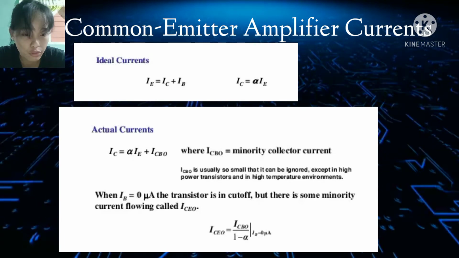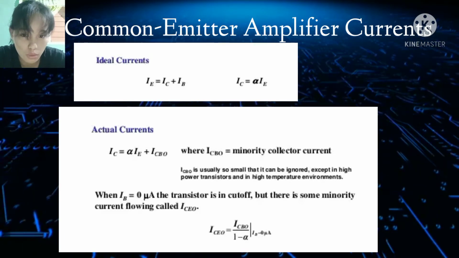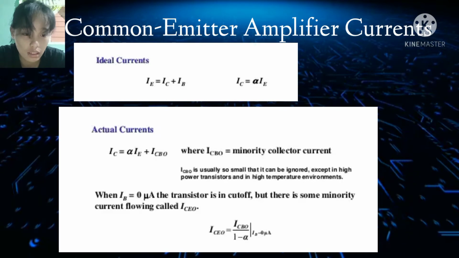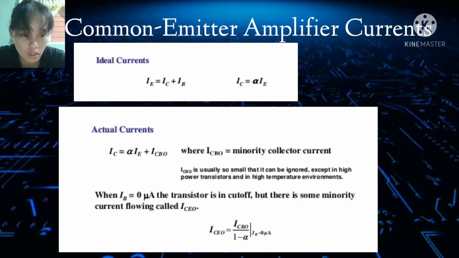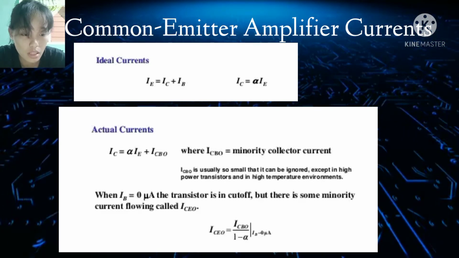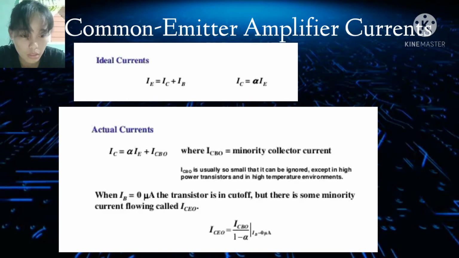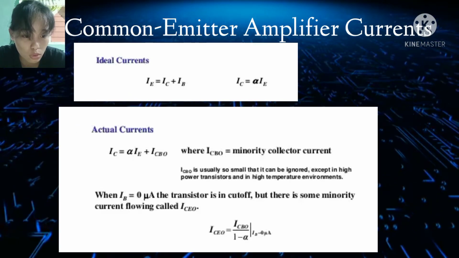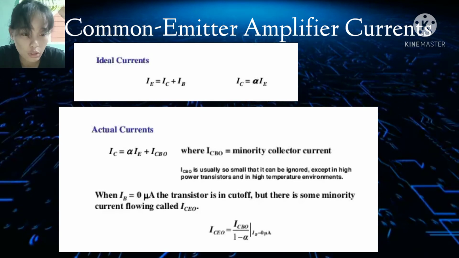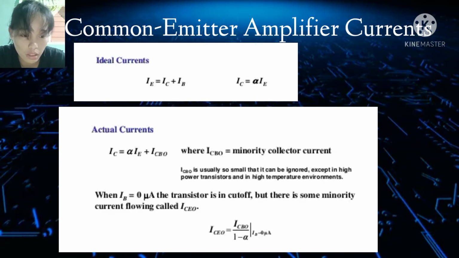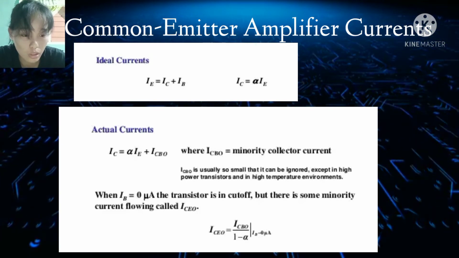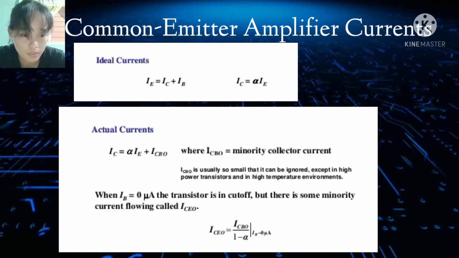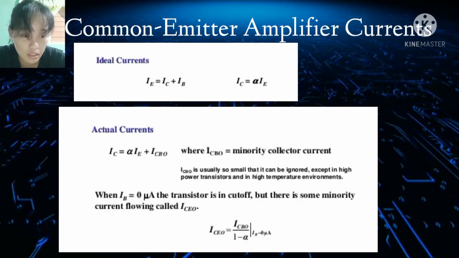So what if yung base current natin is 0? If our base current is 0, we know that our transistor is in cutoff. But there is some minority current flowing. So may tinatawag pa rin tayo na ICEO. To solve this, it is equal to ICBO divided by the difference between 1 and alpha, knowing that our base current is 0.